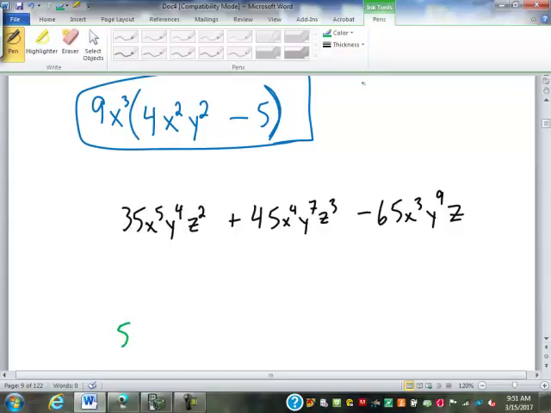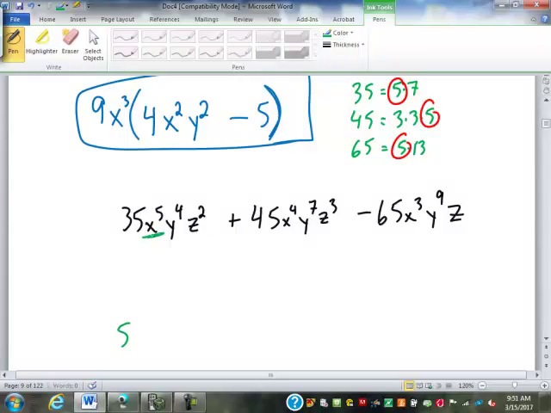Now, if we're unsure, we can still go back and factor. 35 is just 5 times 7. That's its only factors. 45 is 3 times 3 times 5. 65 is actually 5 times 13. So the only thing that's in common there is the 5.